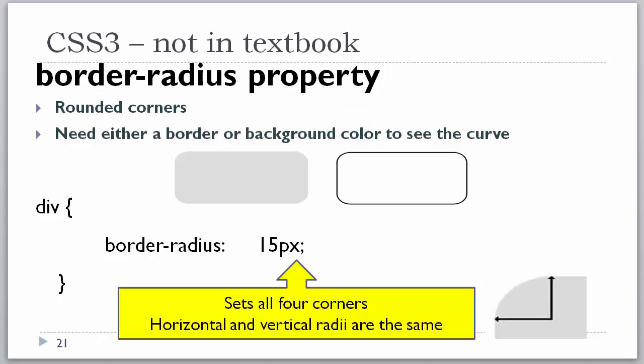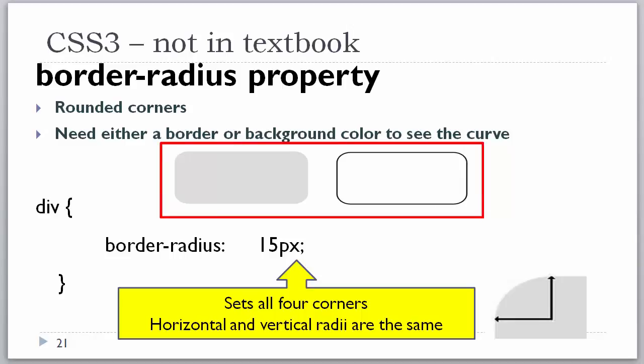The border radius property, which is not in the textbook, will be covered in this class. The border radius property allows us to place rounded corners around a container. Now, one thing you need to keep in mind, if you are going to use the border radius property, the container or the background has to be of contrasting colors, or you need to have a border with a color. For example, if you have a border radius set on a white container which is sitting on a white background, you will not be able to see the curve. You need some kind of contrast in order to see the curve.